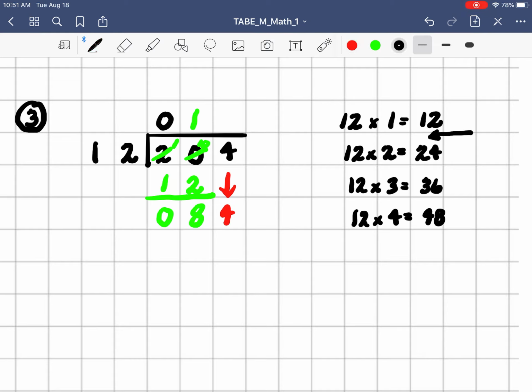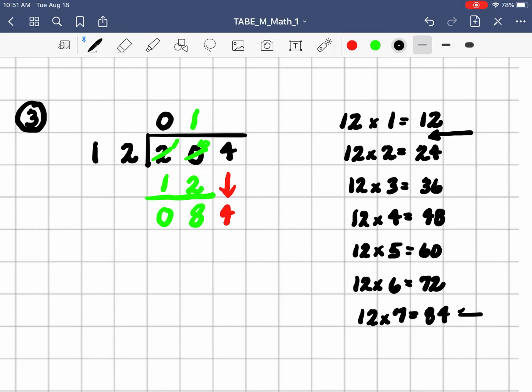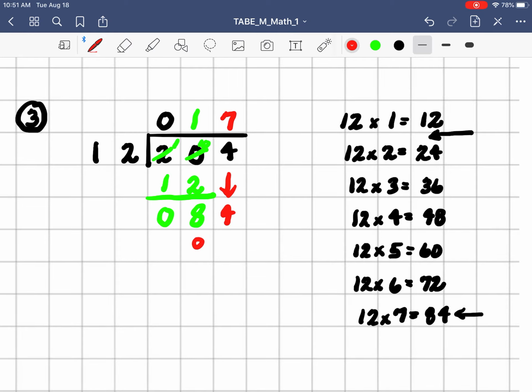So we have to fit 12 into 84. Now, if you already know what it is, go ahead and finish the problem. If you don't, you'll have to list your multiples to figure out what it is. And here we go. It is 12 times 7. That equals 84. So we want a 7 in this slot. And 7 times 12 is 84. So there is nothing left over. That problem is complete.